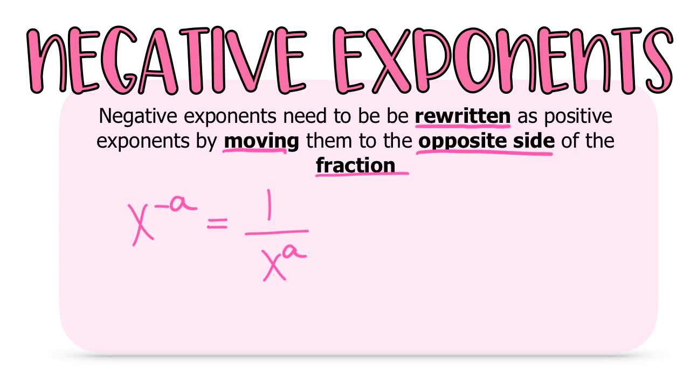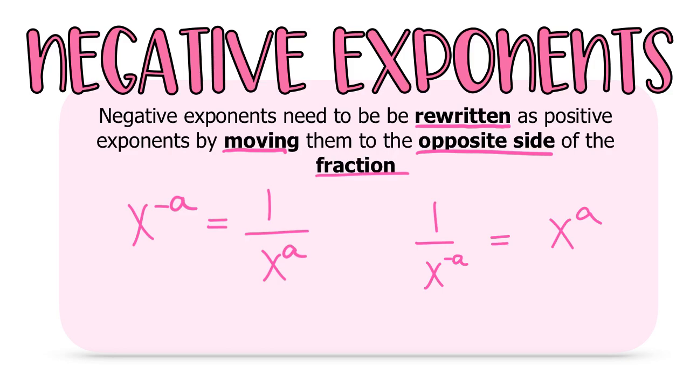So if it starts in the numerator, you have to put it in the denominator. If it starts in the denominator, so if we had something like this, 1 over x to the negative a, then you would have to move it to the top of the fraction. So this would just turn into x to the positive a, which would really be over 1, but we're not going to write that 1. So that's how it works.